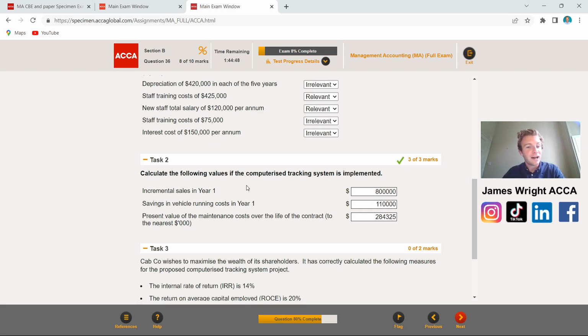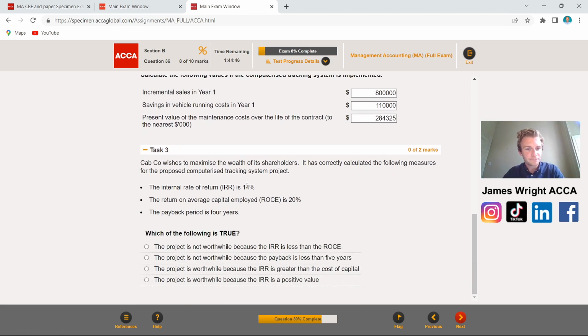Coming on to task 3 now, at the bottom, where we're told a few different statements about the IRR, return on capital employed, and the payback period being 4 years. We're being asked which of the following is true. Now, always look at these and say, well, hang on, I've got to read these through carefully. And when it says which of the following is true, they only want you to select one.